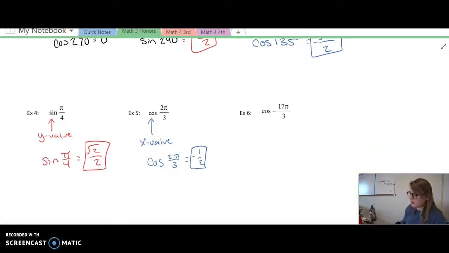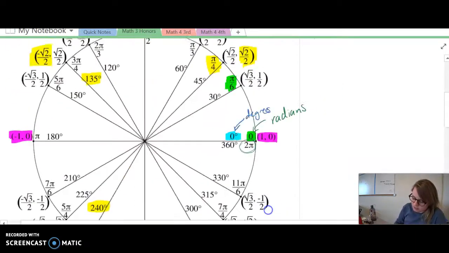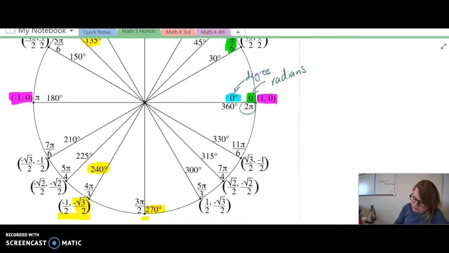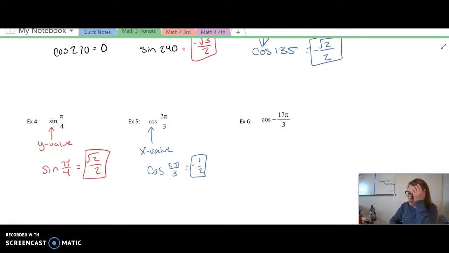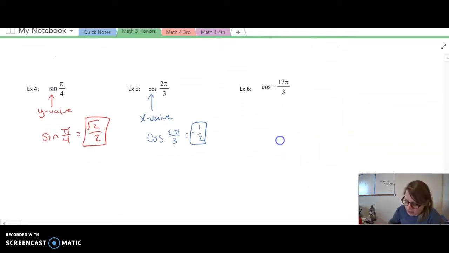Alright, so then we have our last example. We have cosine of negative 17 pi over 3. Now, if you went to the unit circle and you looked for 17 pi over 3, you'd say, that does not exist, Ms. Smith. How is that even possible? This is where it gets a little bit complicated, but it'll be fun.